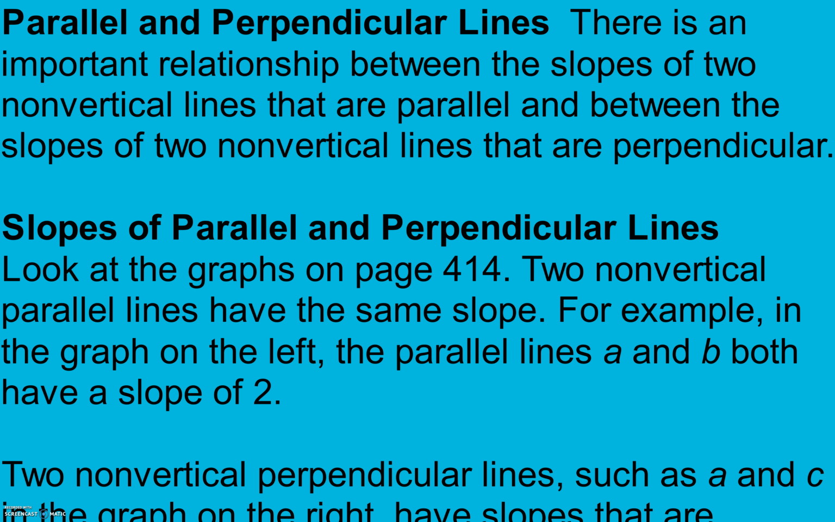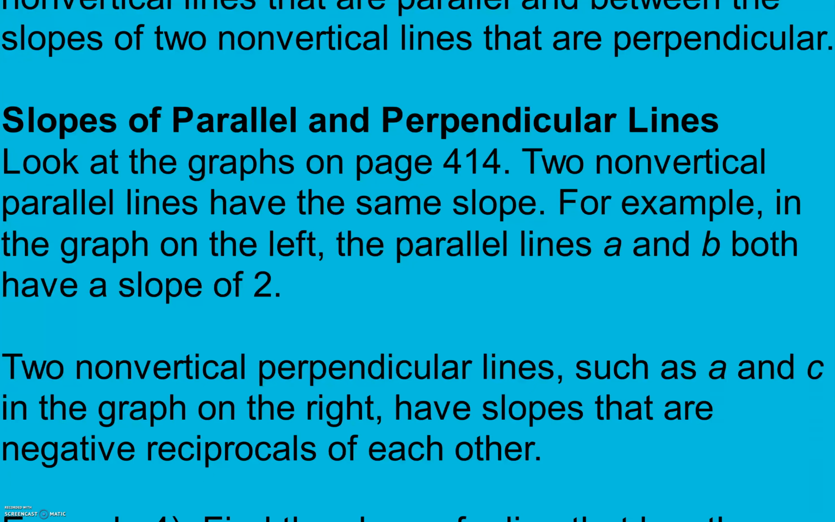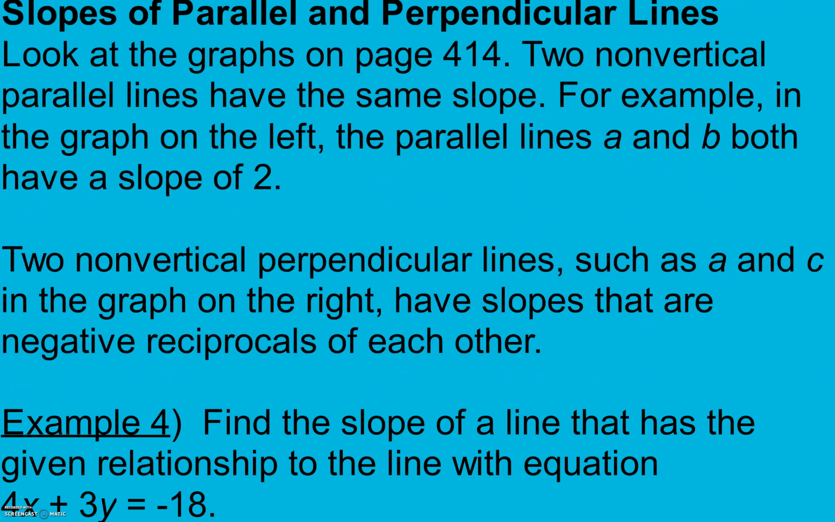So, slopes of parallel and perpendicular lines. If we look at the graphs on page 414, two non-vertical parallel lines have the same slope, always. In the graphs to the left, the parallel lines A and B both have a slope of 2. Two non-vertical perpendicular lines, like A and C in the graph on the right, have slopes that are negative reciprocals of each other, opposite reciprocals.